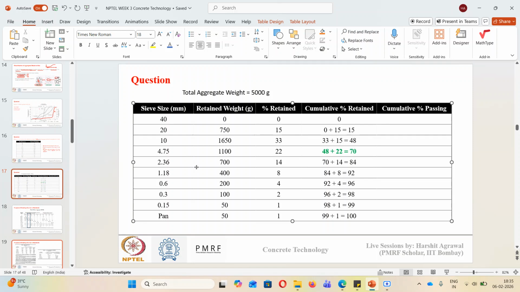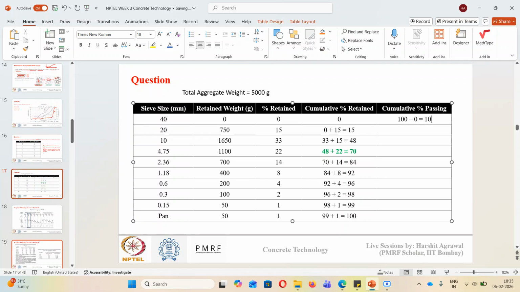What is the fraction of coarse aggregate? Aggregates that are retained above 4.75 mm. That is 70% aggregate. So 70% of the total aggregate that we poured was under the category of coarse aggregate, and the remaining 30% is fine aggregate. Now, what is cumulative percentage passing? It is nothing but 100 minus the cumulative percentage retained.